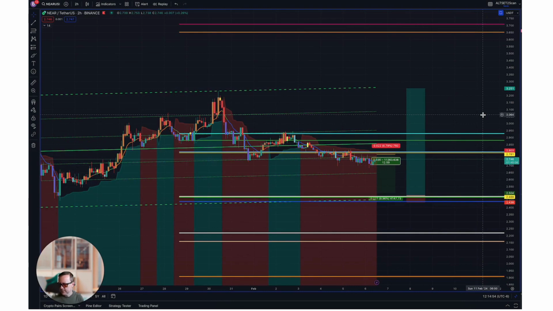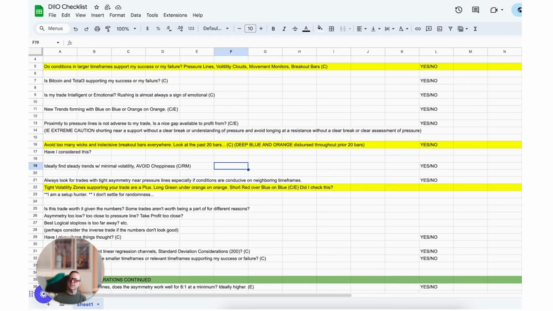And so if you want risk mitigation, you have to play the game with risk mitigation in mind in your strategy. So those are some tight asymmetries, somewhere between 7 and on up. The higher the better, sure, but you have to make sure it's realistic. So again, pressure lines are useful, volatility lines and clouds are very useful. And even movement monitors can absolutely be used, especially if you could use a movement monitor from a 3-day time frame to make a trade on a 4-hour time frame.